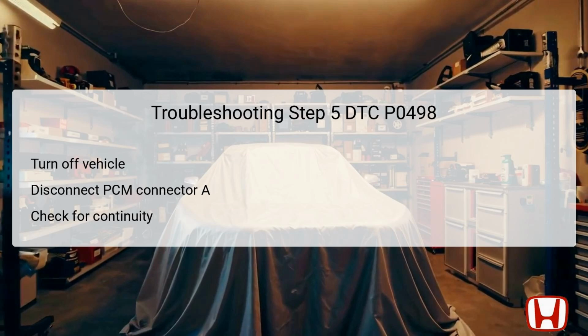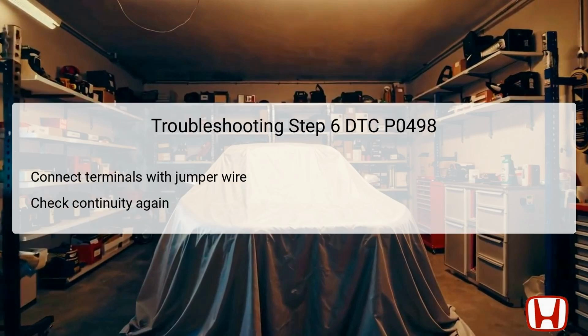If no continuity is detected, you may need to repair the short in the VSS wire running between the PCM and the EVAP canister vent shut valve. For the final troubleshooting step, begin by connecting the specified terminals A and B with a jumper wire, facilitating continuity checks. Terminal A is the EVAP canister vent shut valve connector number 2, while Terminal B should be connected to a body ground.